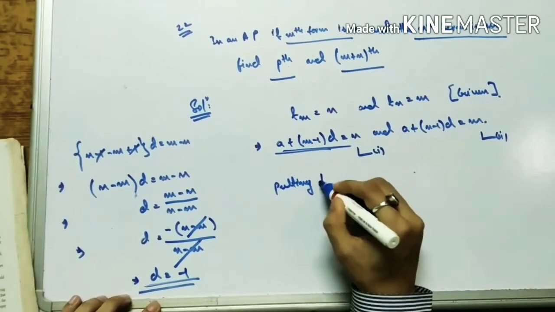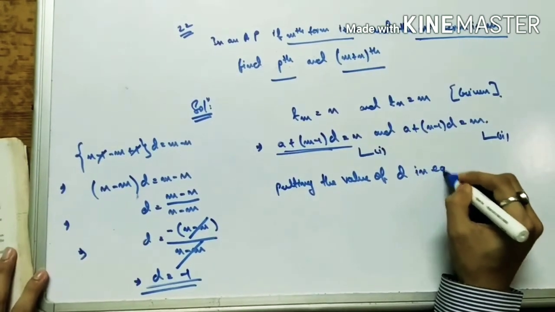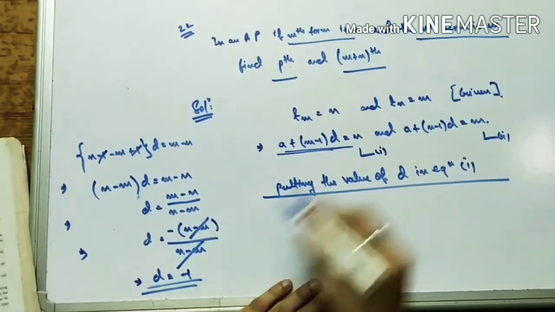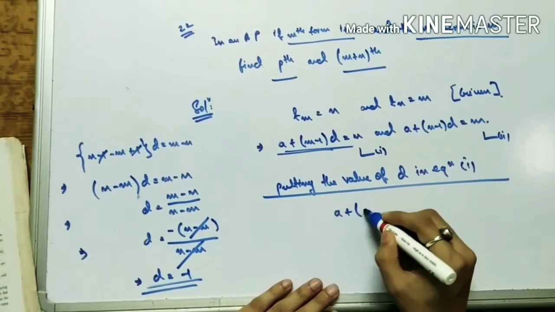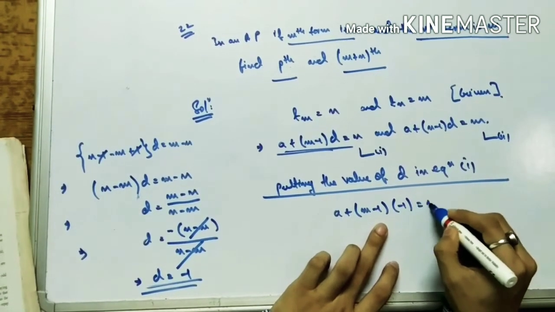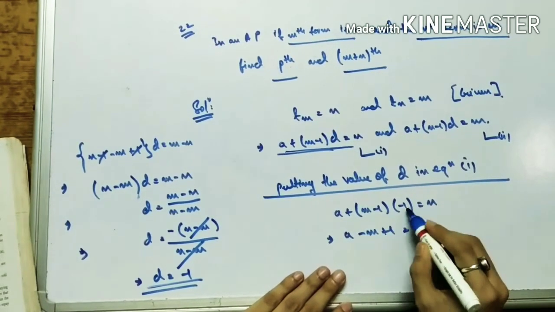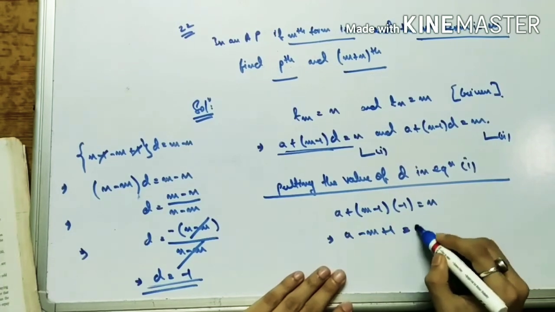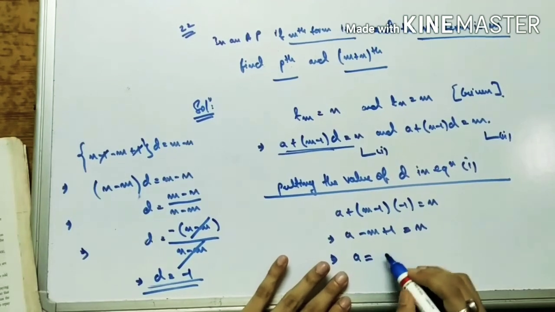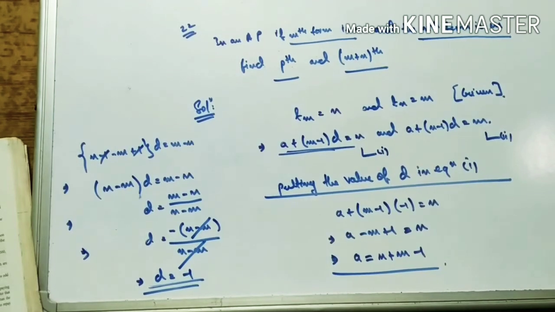Putting the value of d in equation 1: a plus (m minus 1) into minus 1 is equal to n. So a minus m plus 1 is equal to n, if I multiply minus 1 with m minus 1. Now a value I want, so everything I will send to that side. So a is equal to n plus m minus 1. This is the value of a.